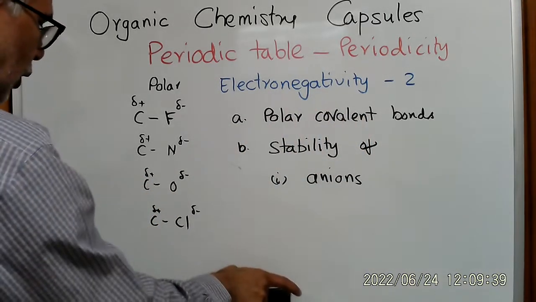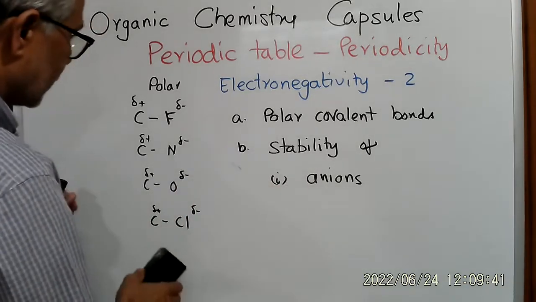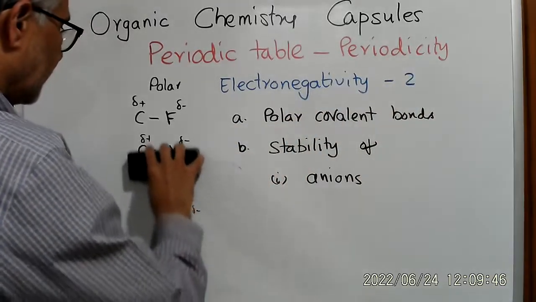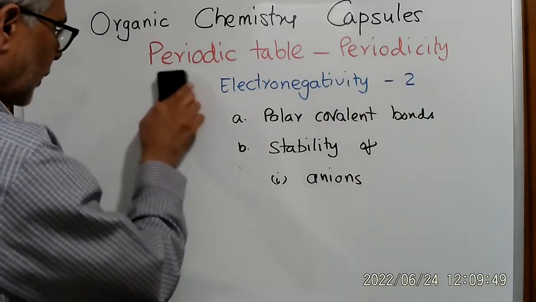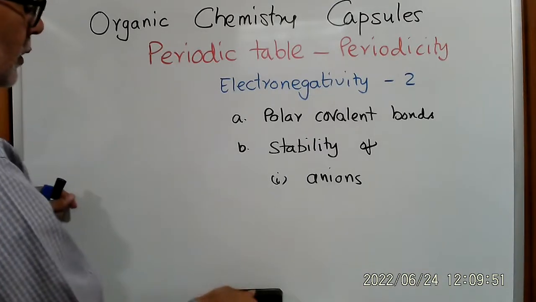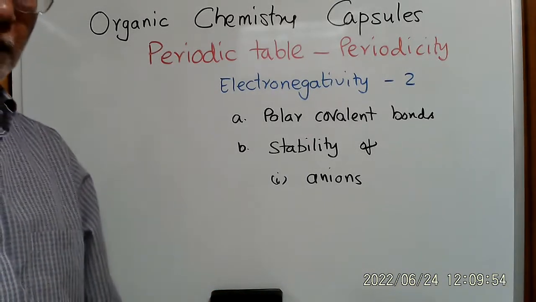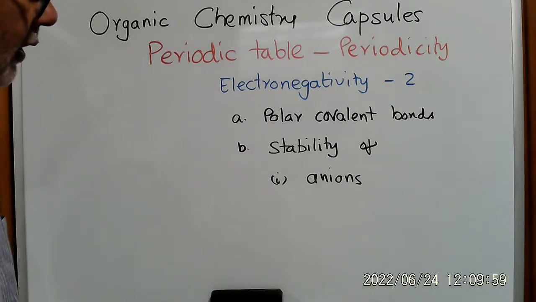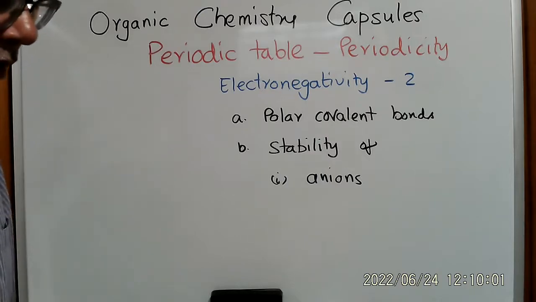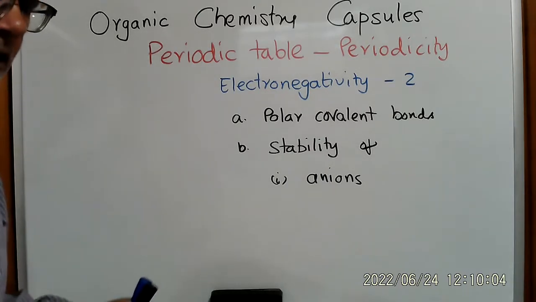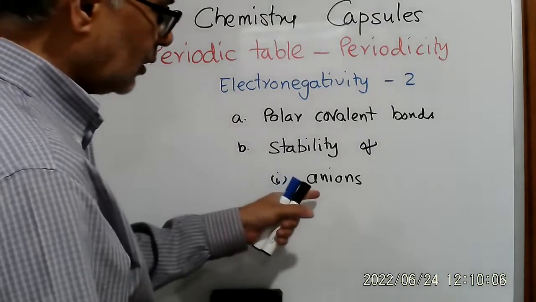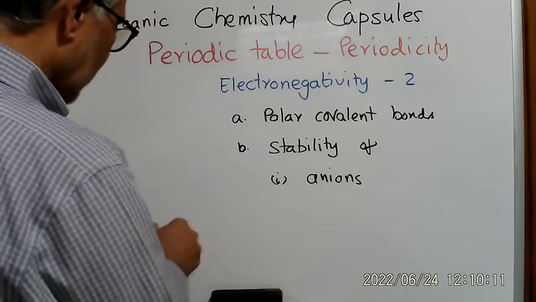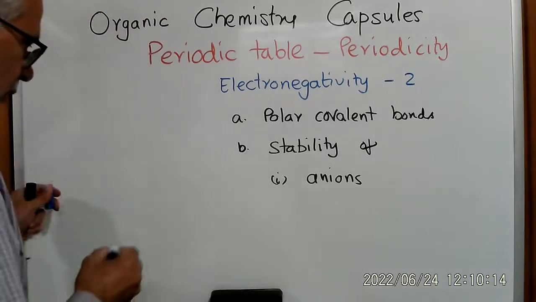We'll talk more about polarity in other videos too, but this is a review of what happened in the previous video. So let's move on from that point. Different elements have different electronegativities. How does the electronegativity of an element influence the stability of different anions? Anions are ions that have a negative charge on them. So I'll draw 4 anions to start with.